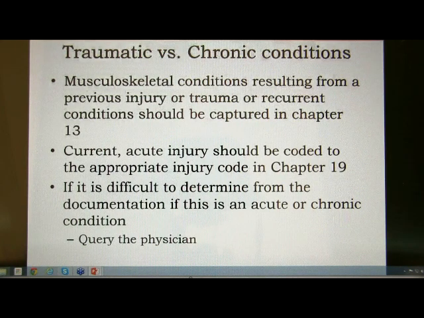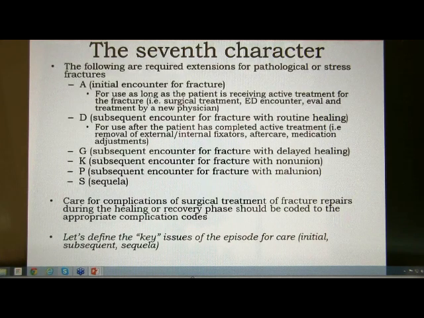So, 7th characters for fracture care. This is the 7th character placeholder we talked about a few slides ago. The main ones that you're going to see throughout ICD-10 are A, D, and S. So A is for an initial encounter. What that means is the patient is receiving active treatment. That could be surgical treatment, an ER encounter, or evaluation and treatment by a new physician.